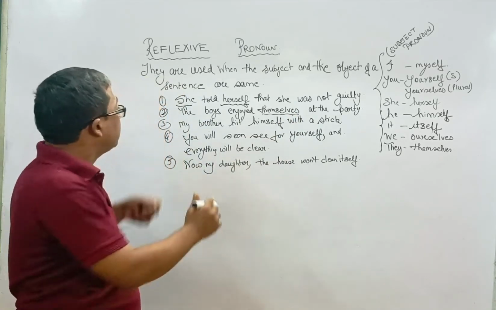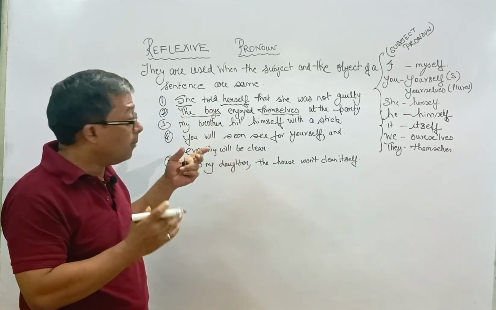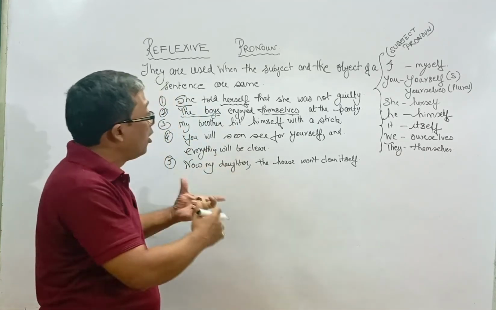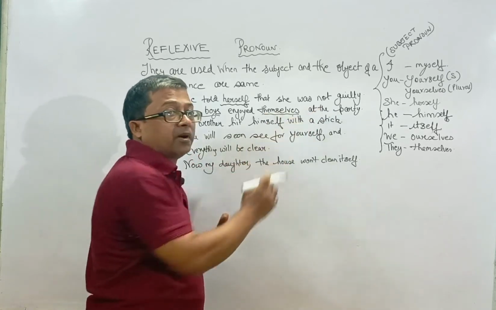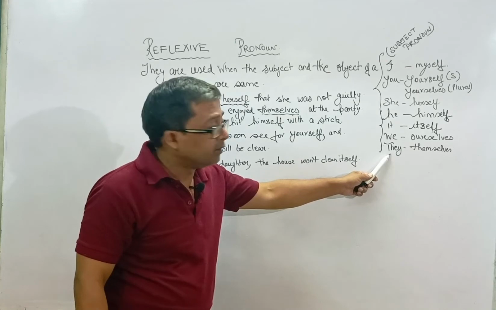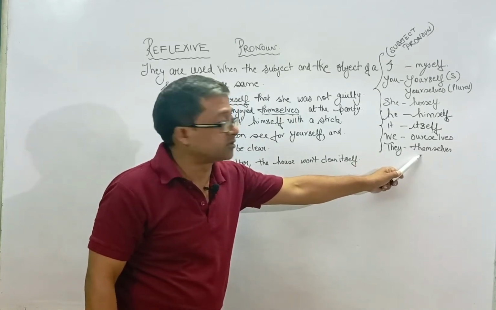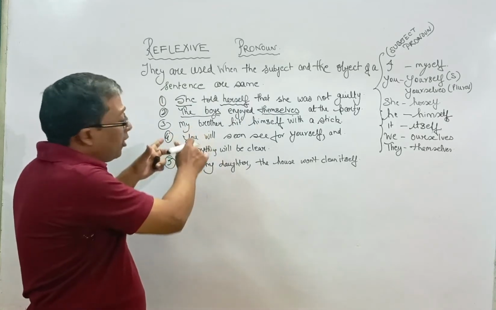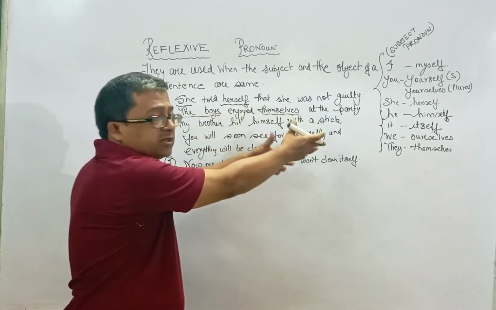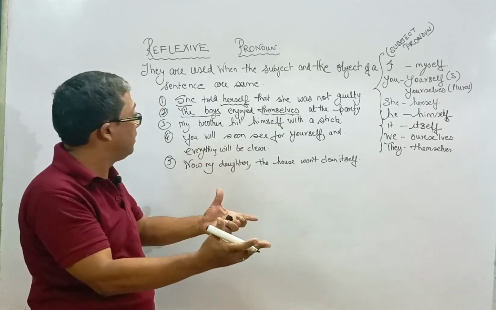Here the subject of the sentence is the boys. This is the subject. But we are talking about the boys only here. The boys enjoyed themselves at the party. See, subject pronoun they, reflexive pronoun themselves. So here the boys means more than one boy. So they enjoyed themselves at the party. Same. The subject and the object are the same.